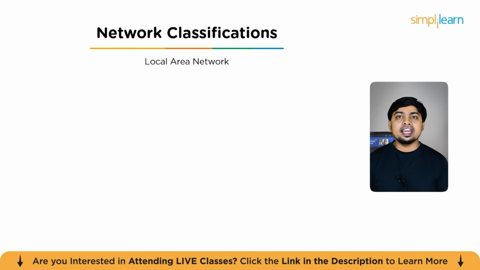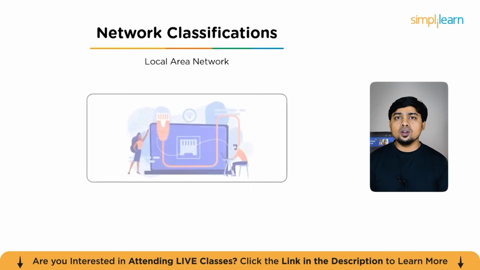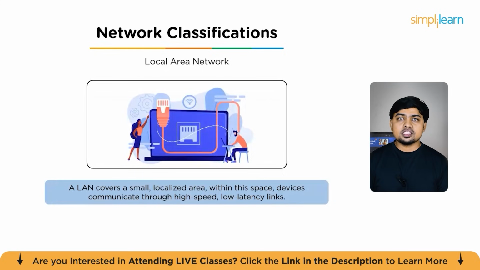First one, LAN or local area network. Let's start with the most familiar one, the LAN or local area network. A LAN covers a small localized area, typically your home, a small office, a school building, a college campus, and within this space, devices can communicate through high-speed, low-latency links, often using Ethernet cables or Wi-Fi. Think about your home network for a moment. You have a router, maybe a couple of laptops, some mobile phones, a smart TV, and perhaps a printer. All of these devices form a LAN.